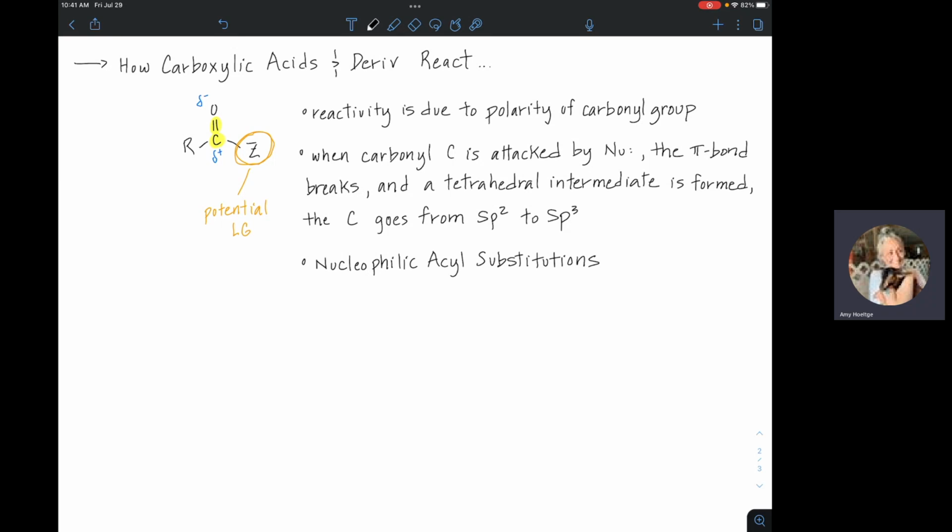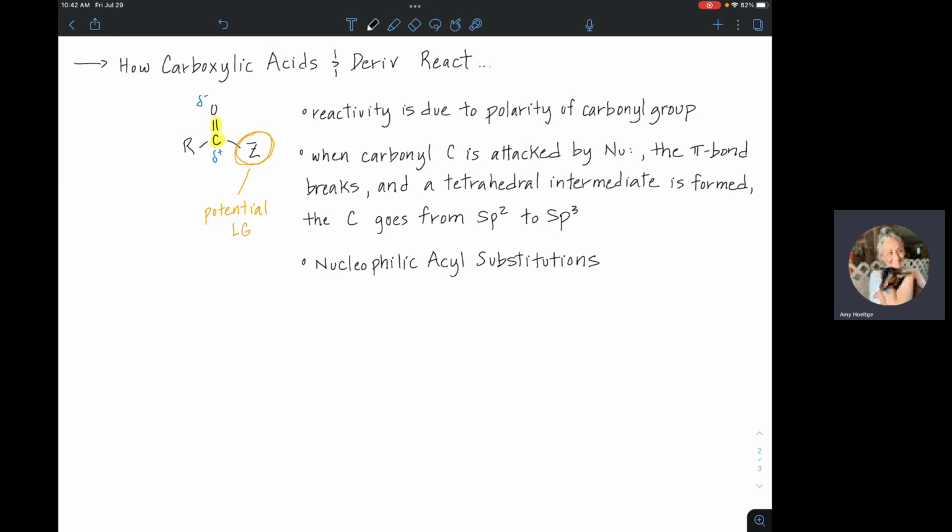So we talked about substitution reactions before, right? With alkyl halides, we can do an SN2 or an SN1 reaction, right? Where you're substituting a leaving group on a carbon, right, with some nucleophile. In these reactions, we're hitting the carbonyl, right, of a carboxylic acid or one of their derivatives, with a nucleophile. So we have a nucleophilic acyl substitution reaction.